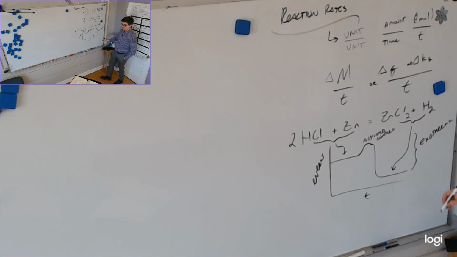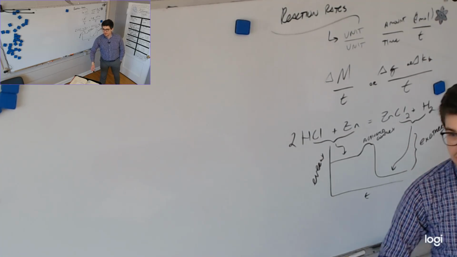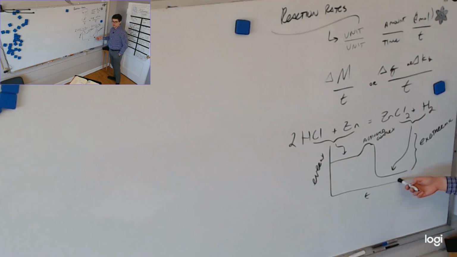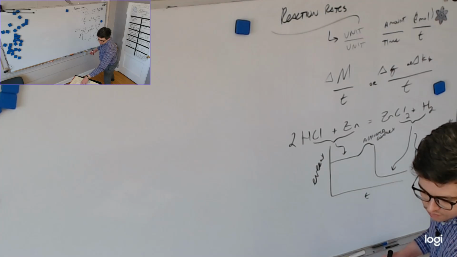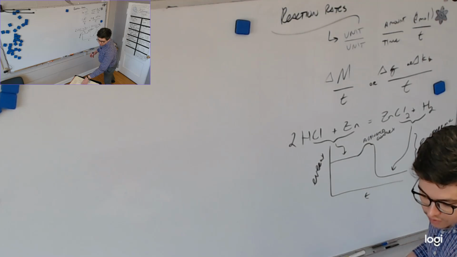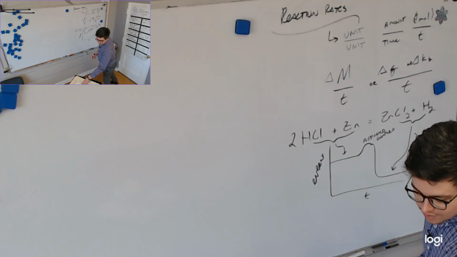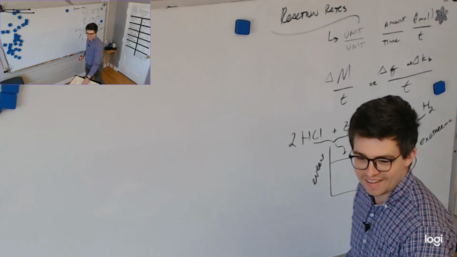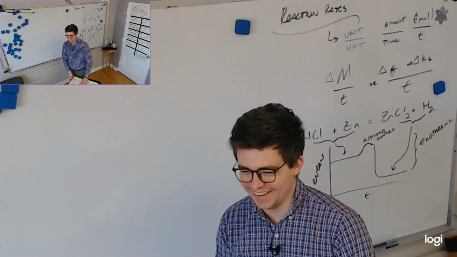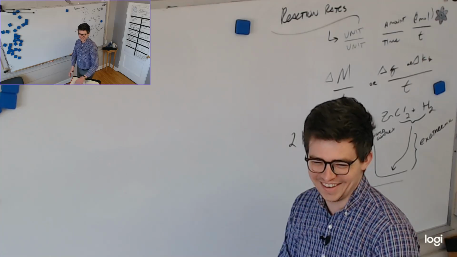This one's exothermic. The products have a lower energy than the reactants, so energy must have been released. Look at how high it is. The reactants are high. Looking at the different ones.